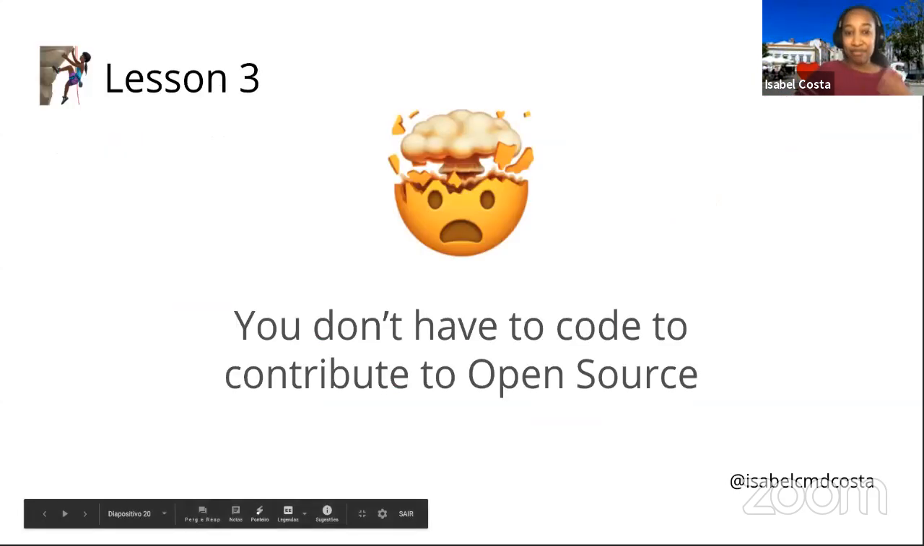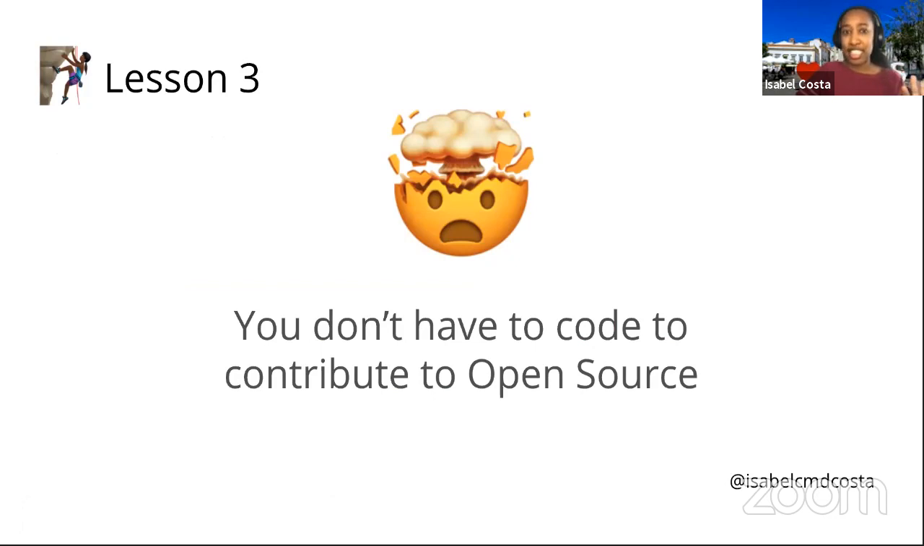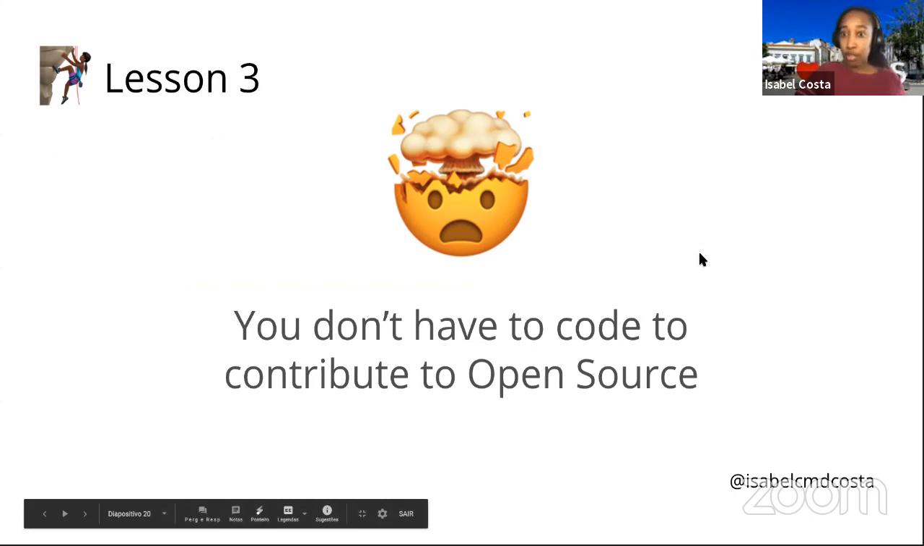So lesson 3: you don't have to code to contribute. And I think I already gave this hint sometimes throughout this talk, right? This was the most revealing lesson for me because I heard about open source and it was always related to developers, right? So it's like, oh, the only way that I can contribute is if I, I don't know, write an entire feature or fix a bug. And this is not true. And this is something I discovered throughout Google Summer of Code.